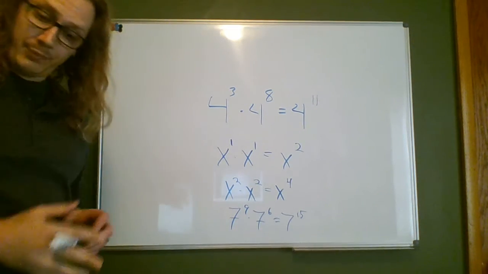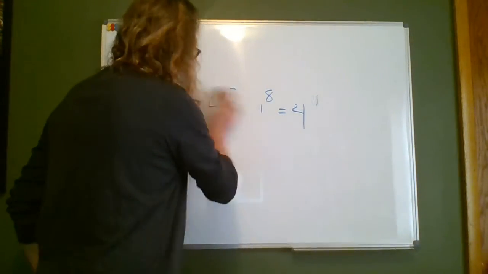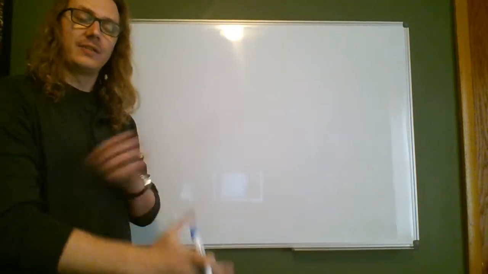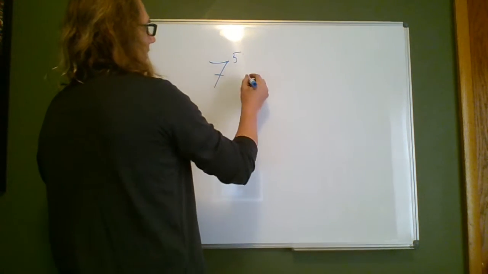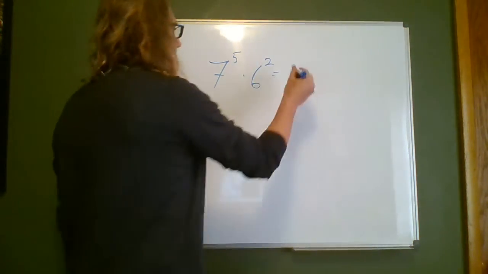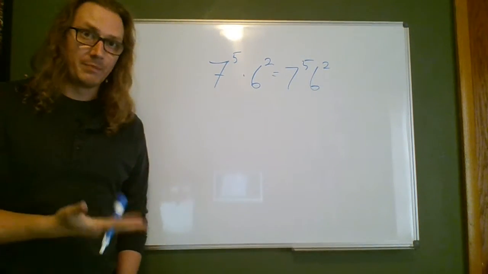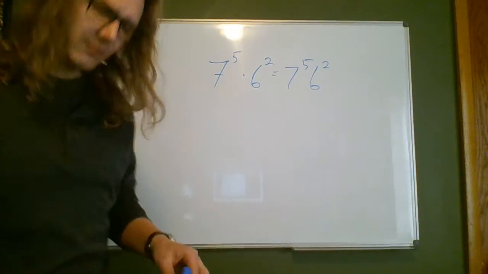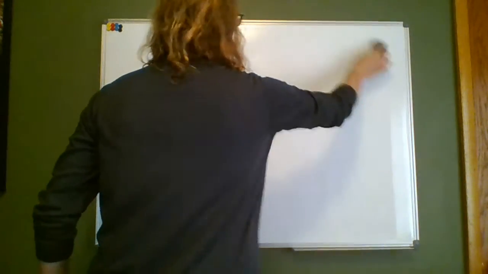Now, it is important that when we're looking at this kind of stuff, we make sure that we're not combining things in ways that we can't combine them. For example, 7 to the 5th times 6 squared equals 7 to the 5th, 6 squared. We can't combine those because they have different bases. They've got different numbers there. So there's nothing that we can do there. So this is how we basically multiply. We're going to be looking at a lot of these things today.